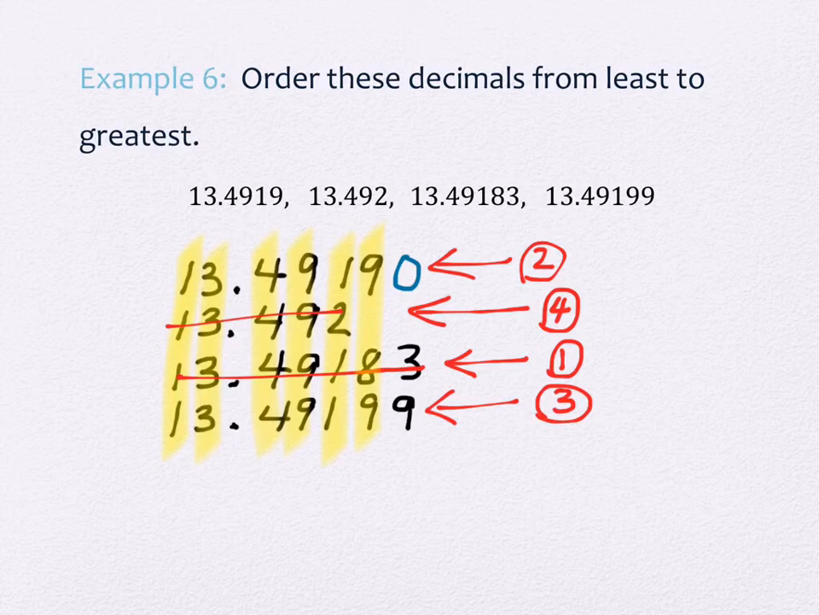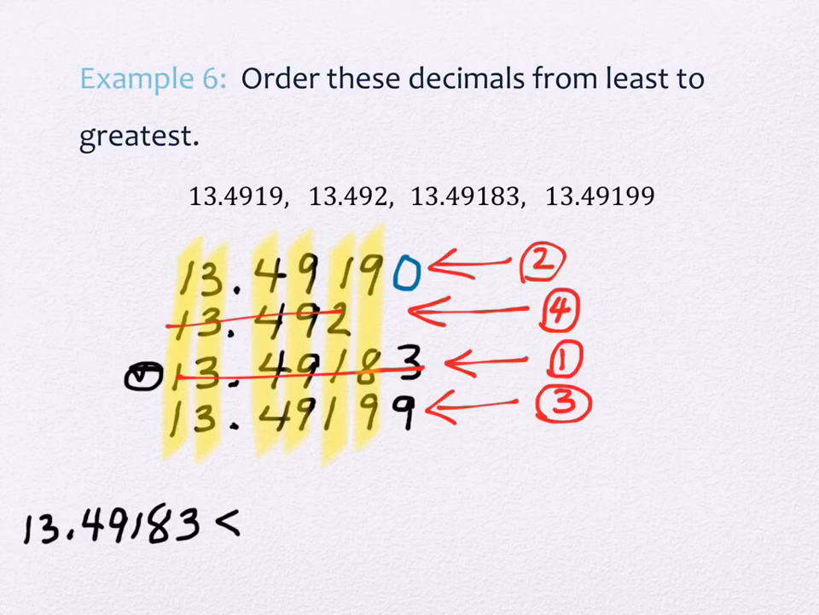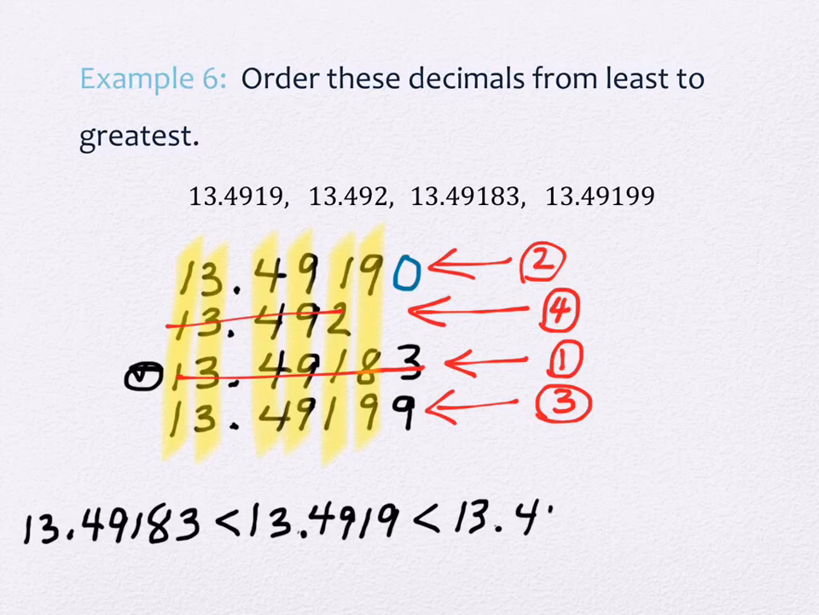Now we're going to write them in order from least to greatest, okay? You can use less than signs. You can use commas. It doesn't matter to me. I think I'm going to use less than signs this time. The first one we're supposed to list is this one right here, 13.49183. This is my smallest. The second one is the one that's on top, 13.4919. The third one, the one that's on the very bottom, is 13.49199.